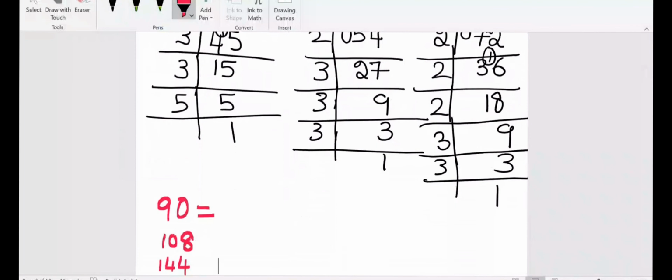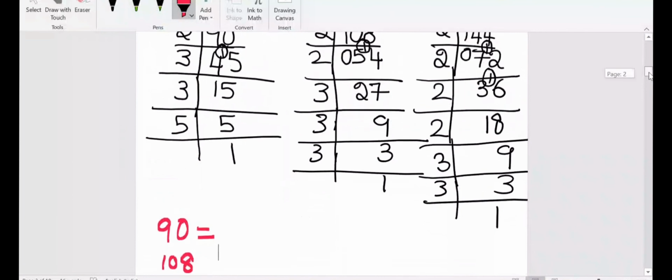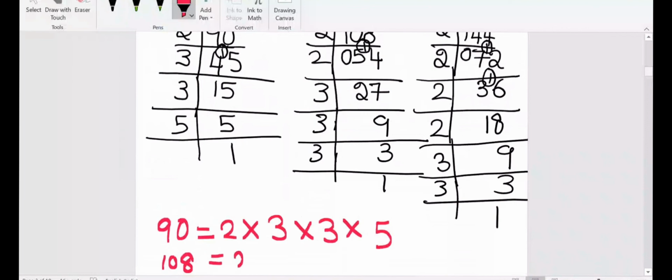Okay, for 90, what are the numbers I have? Just scroll up now: 2 into 3 into 3 into 5. So 2 into 3 into 3 into 5. For 108: 2 into 2 into 3 into 3 into 3. So you can see 2 times 2 came, 3 times 3 came.